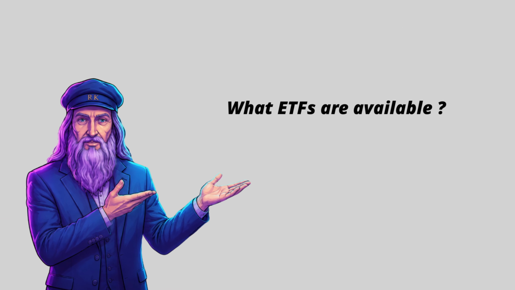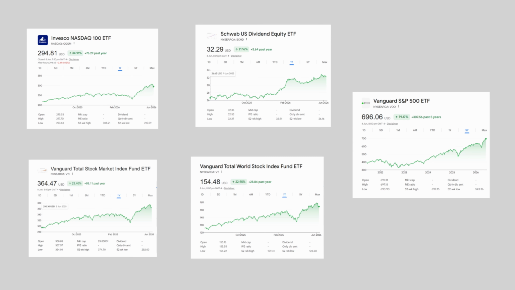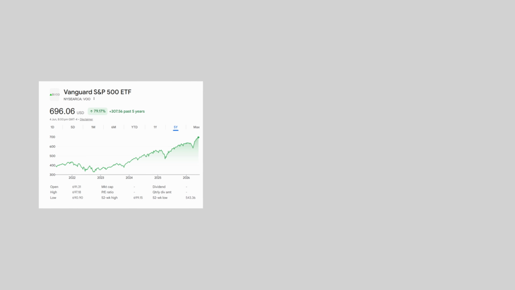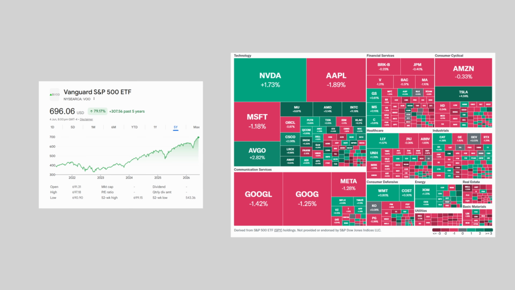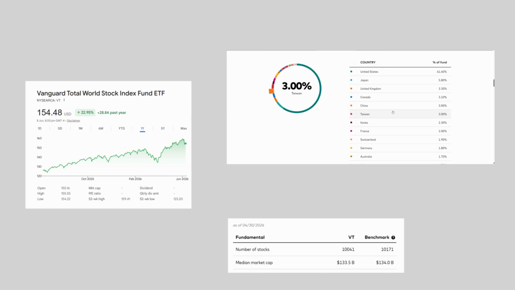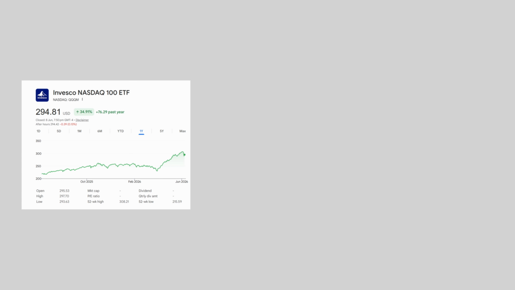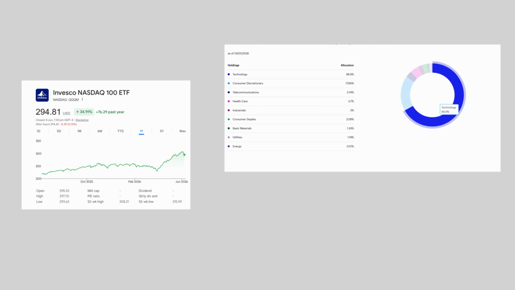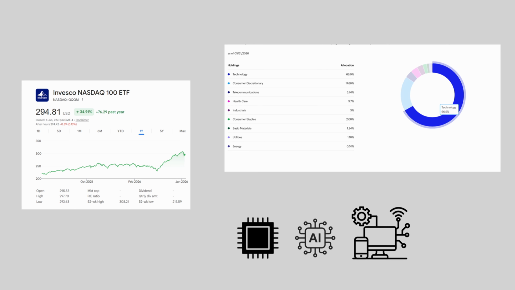Let's discuss what ETFs are available and how you can buy them. Different ETFs are built for different goals. We have the Vanguard S&P 500 ETF, which contains a basket of 500 of the largest companies in the US. We have the Vanguard Total World Stock ETF, which contains a basket of US stocks and international companies from around the world. If you don't want to put all your faith in the US market alone, you can go for that. We have the Nasdaq 100 ETF, which contains many of the largest technology and growth companies. If you believe tech and AI are going to keep dominating the world, that's a good option.